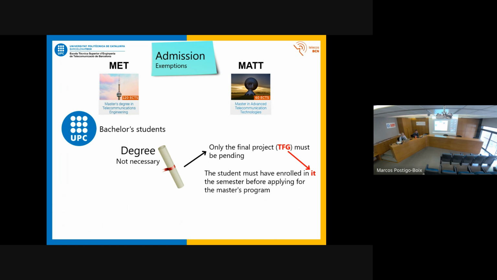And if you haven't presented this final project at the moment of the admission, this is not a problem. You can be admitted and enrolled in the master. That's the exception: it's not necessary to have this final project if you are enrolled in the previous semester and you are a UPC bachelor student. There is also another exception: if you have completed all the bachelor degree but still need to meet the third language requirement, this is not a problem, and you can enroll in the master also.